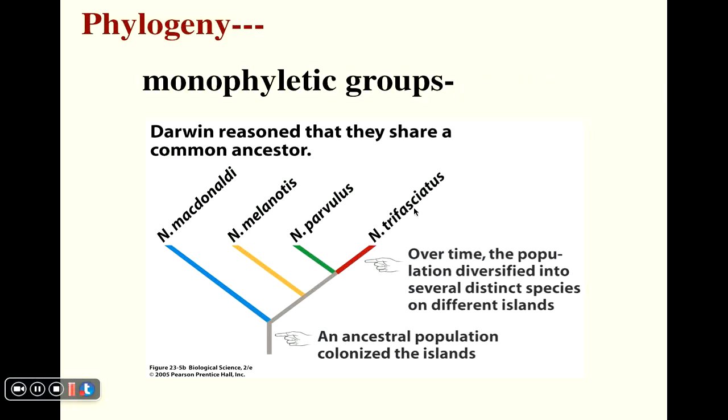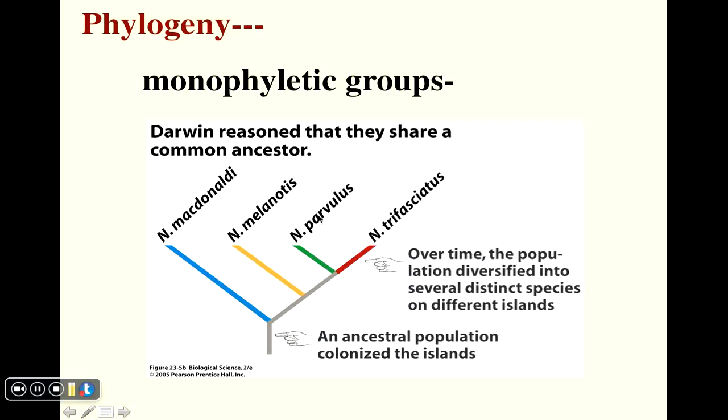I just want to point out briefly that when we think about phylogenetic trees like we see here, what evolutionary biologists try to focus on are monophyletic groups. So monophyletic groups include only the descendants of a common ancestor and all of the descendants of a common ancestor. So for example, you might say in this image here, if we include all 4 species of these mockingbirds, that represents one large monophyletic group.